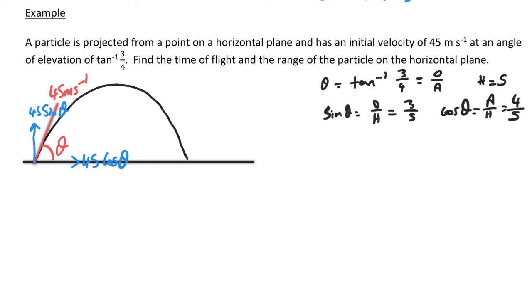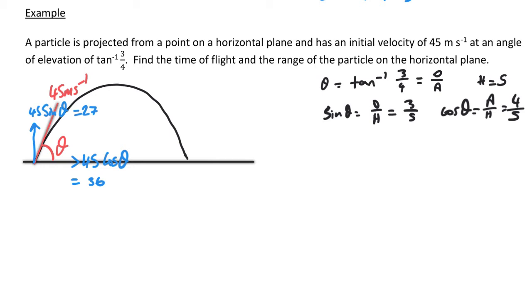So the horizontal component is 45 cos theta. Cos theta is 4/5, so 4/5 times 45 is going to be 36, and 3/5 for the sine of theta, 3/5 of 45 is going to be 27. So those are the vertical and horizontal components then of the velocity. Now we're asked for the time of flight.